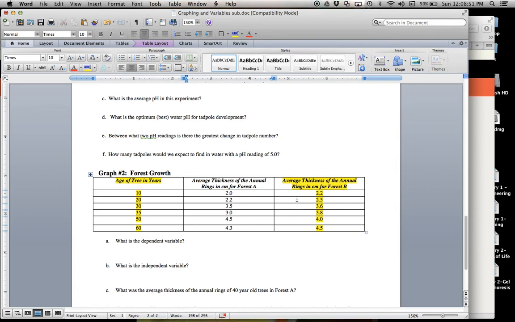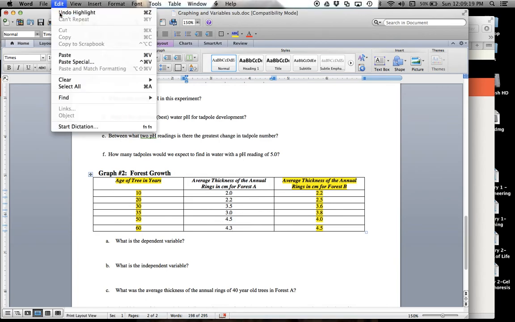Now because you're going to have 2 lines on that graph, you need to make sure that you give me a key, saying this line represents forest A, this line represents forest B. You can borrow some colored pencils if you would like. You could do one in pen and one in pencil as far as tracing the line. It's up to you. But what I would recommend is do that information, draw that line, and then go to your next graph. So 2 lines on each.